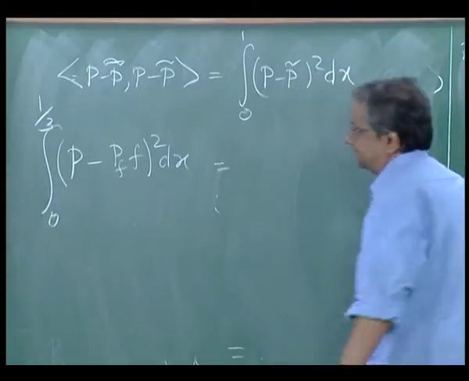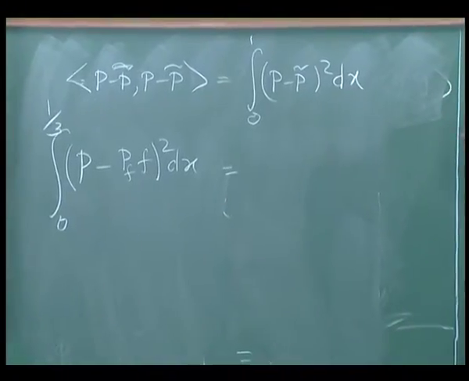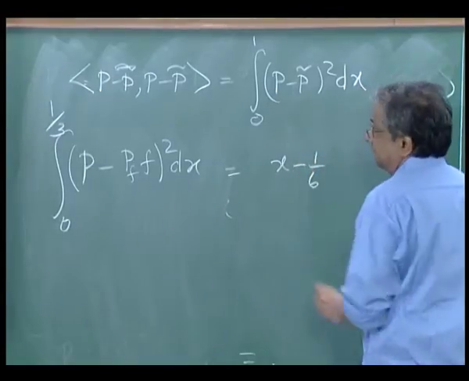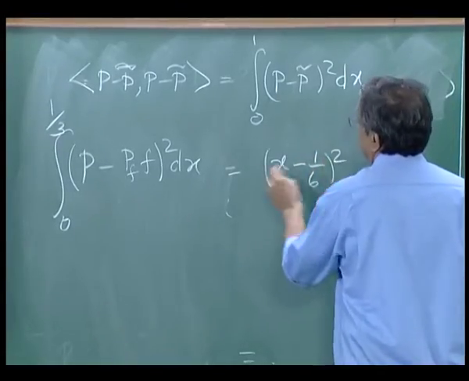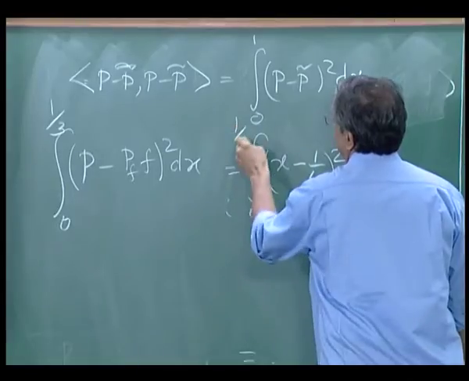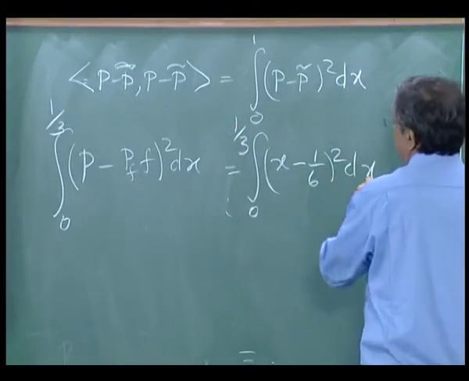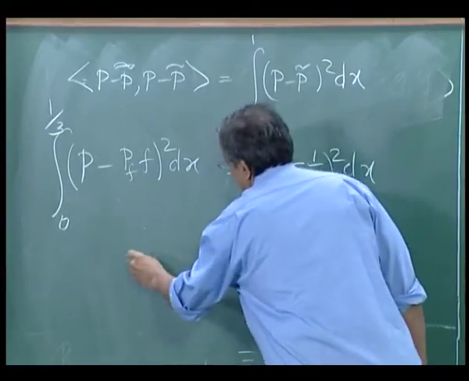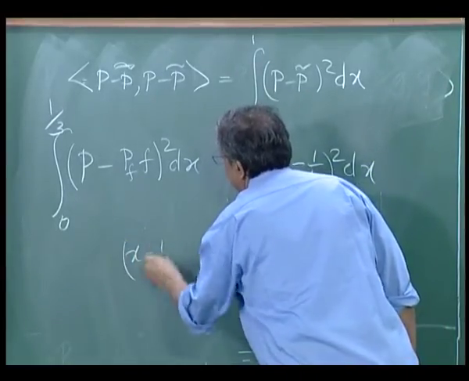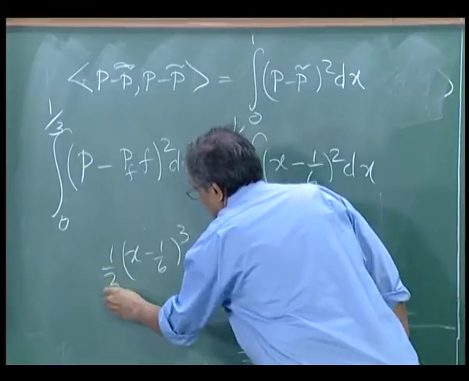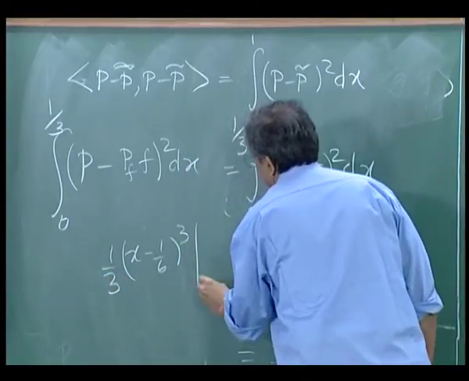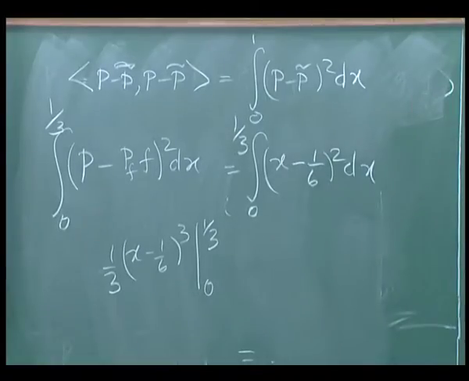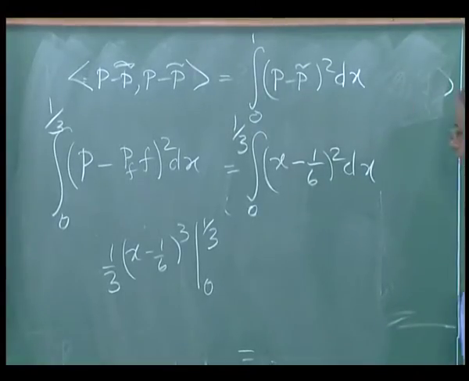So what is this? The integral from 0 to 1/3 of (x minus 1/6) squared dx. There are so many ways by which we could do this. So this is (x minus 1/6) cubed over 3, between the limits 0 and 1/3. What does this give me?